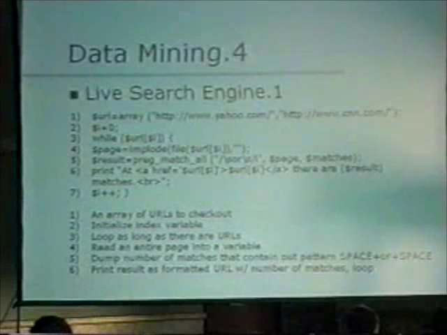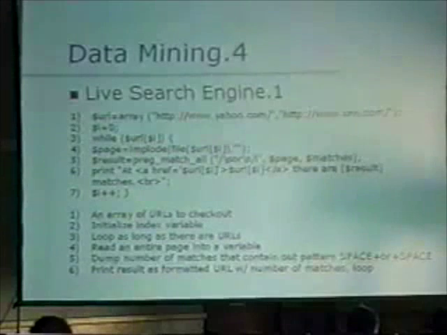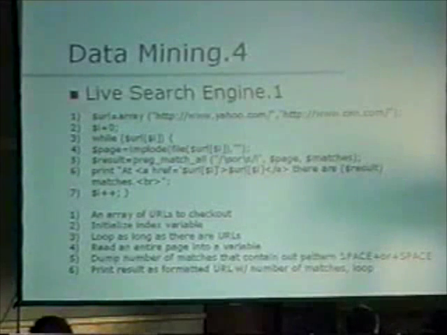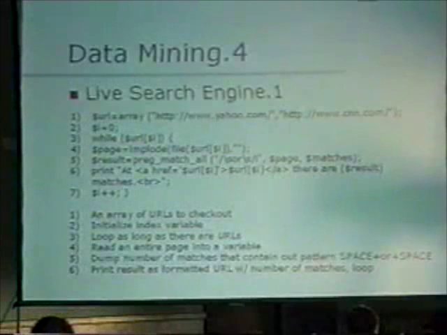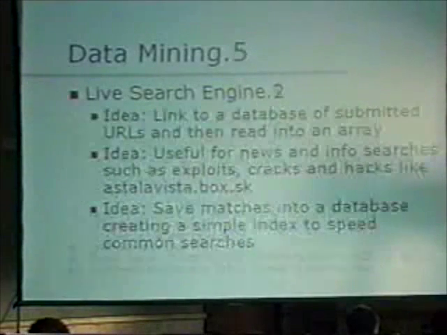And do a pattern match. So at the bottom, an array of URLs to check out, initialize the index variable, loop as long as there are URLs yet to read, which is in my URL array at the top, read an entire page into a variable, dump the number of matches that contain the pattern, space or plus space. In this case, I look for the word "or" on the page, and print the result as a formatted URL with number of matches and loop through it.